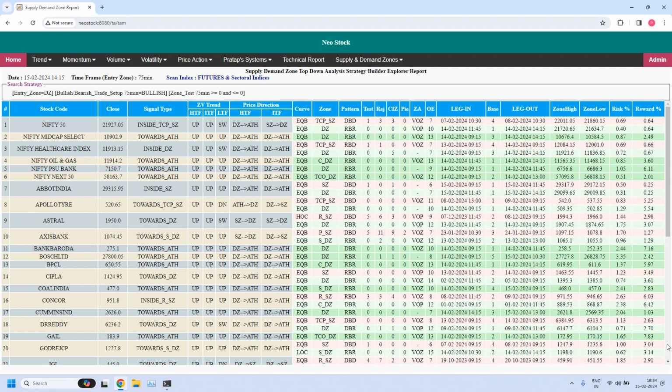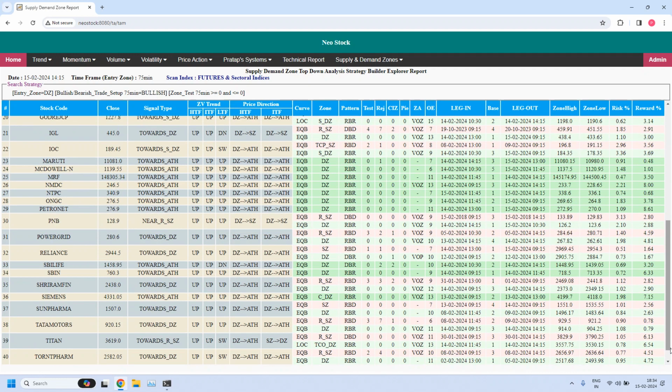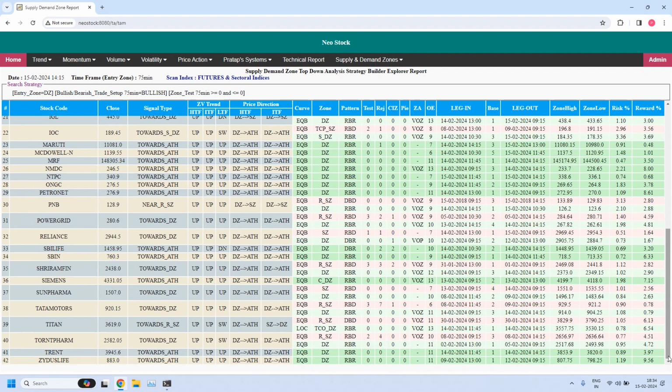Now let us see how many stocks are filtered. Let me scroll down. So 42 stocks are filtered now. Now let us filter based on the reward, because it is a weekly trade setup. Now let us look for a minimum 3% reward. Minimum. Maximum could be anything.